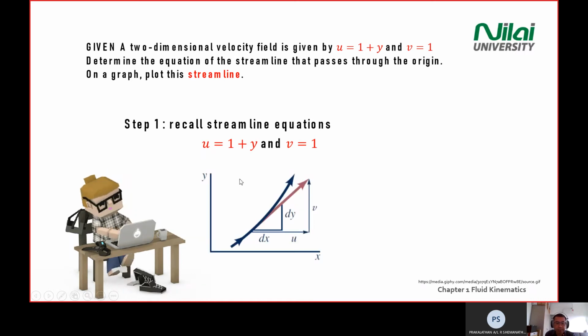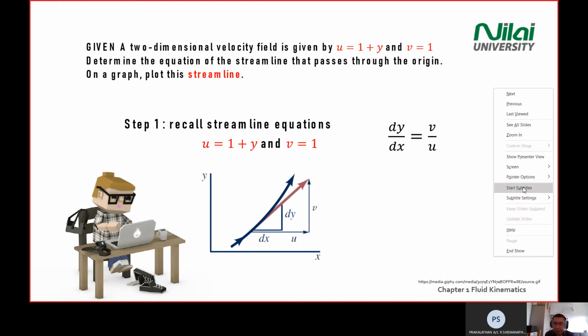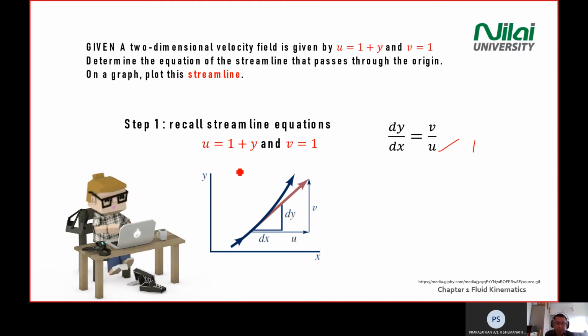Recall the streamline equation, dy/dx equal to v divided by u. When you write this out, you get 1 mark. This diagram is just to help you understand this equation. In the exam, when you write this out, it will give you 1 mark or some marks to prove that you understand the definition of the streamline. Then after that, you substitute whatever is given in the question. Here you have u and v, so you substitute your v value and u value there.